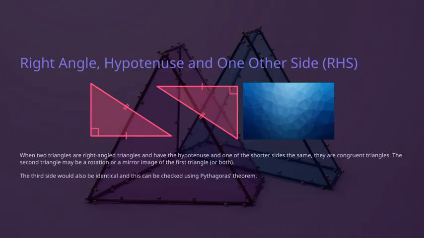And because these triangles are congruent, the third side must also be the same in both triangles. We can verify this easily using Pythagoras' theorem, which confirms the length of the hypotenuse based on the other two sides. This concept is important because it helps us identify when triangles are essentially identical, simplifying many problems in geometry. It's a key part of understanding how triangles relate to each other in terms of their sides and angles.